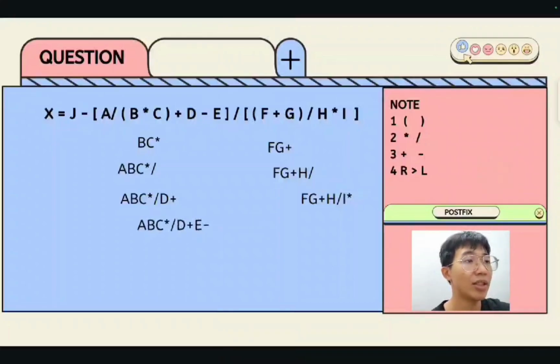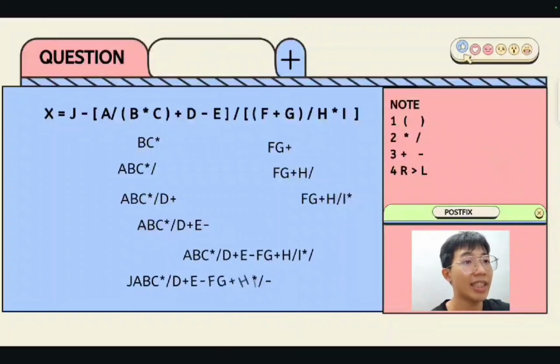The left hand side is also already settled, right? You can see the question remains J minus and divide. And following the rule, we must settle the divide first. So the answer will become like this. And lastly, we can finally settle the J minus. So this is our final answer.